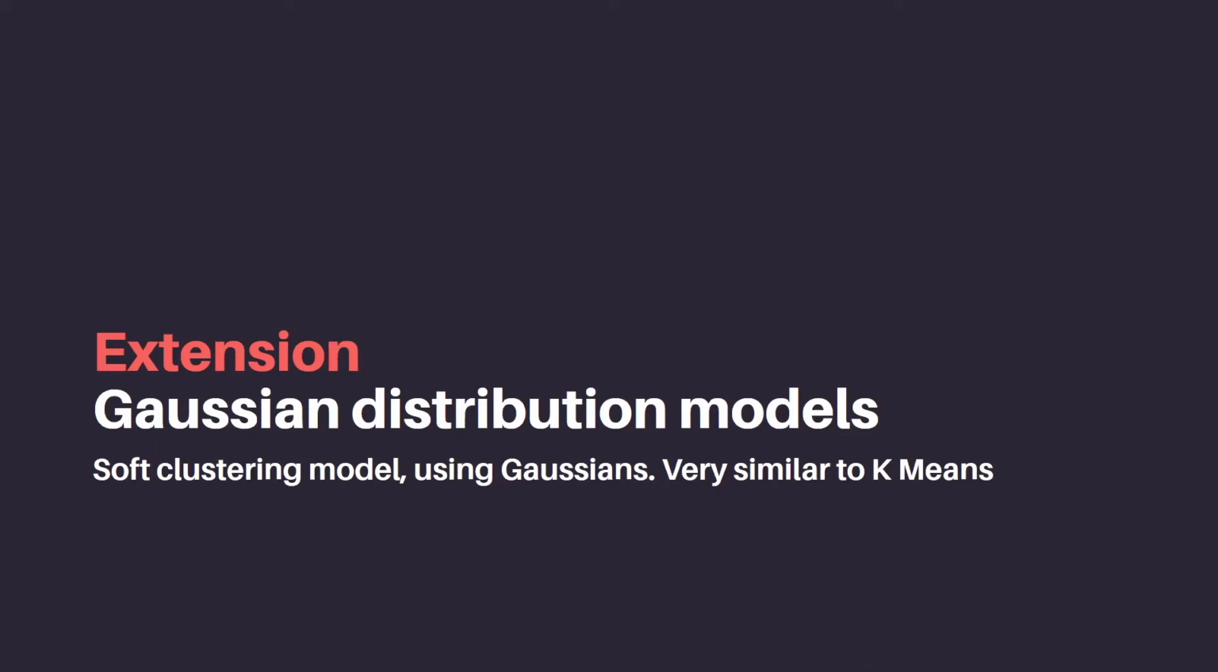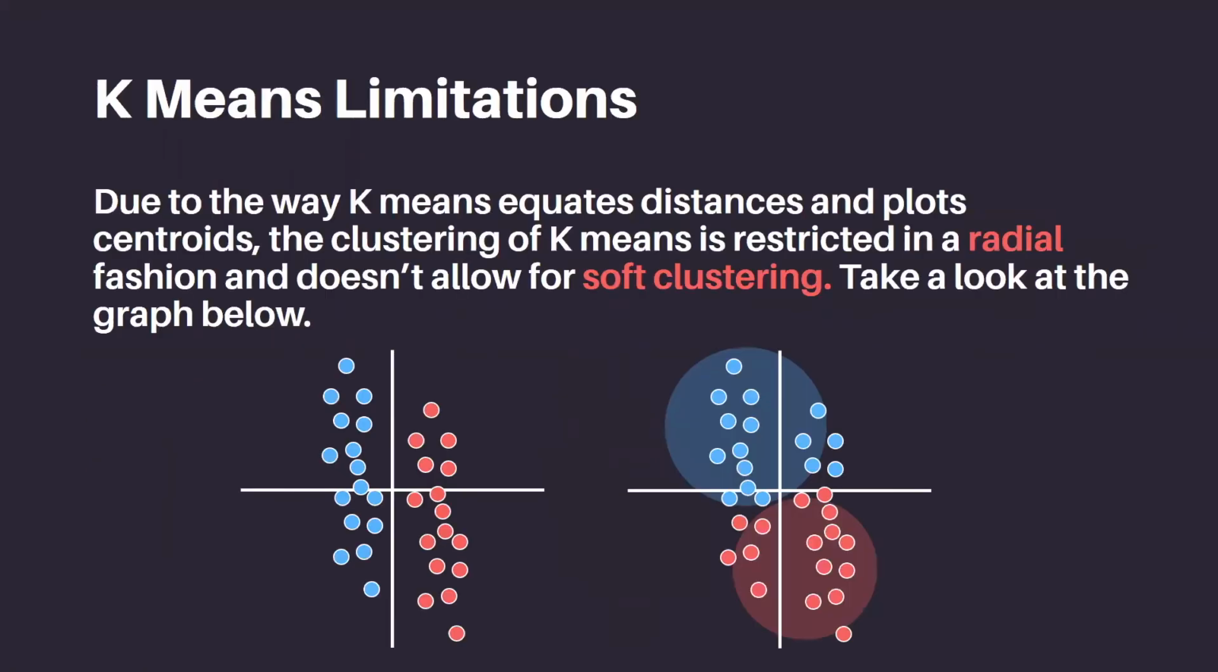Now that you understand how k-means models work, let's look at a slightly more complicated example involving what's known as Gaussians. So let's understand why we want to use this new model over k-means. What are the limitations of using k-means clustering?